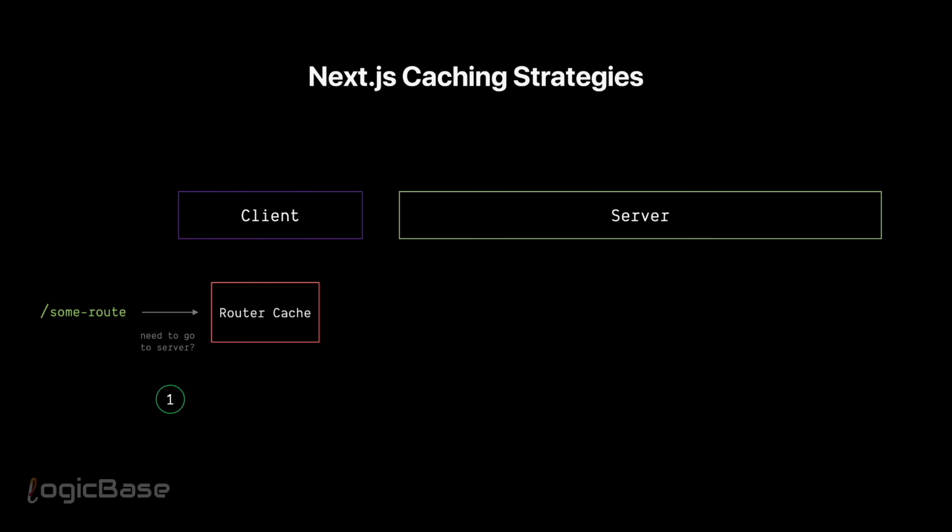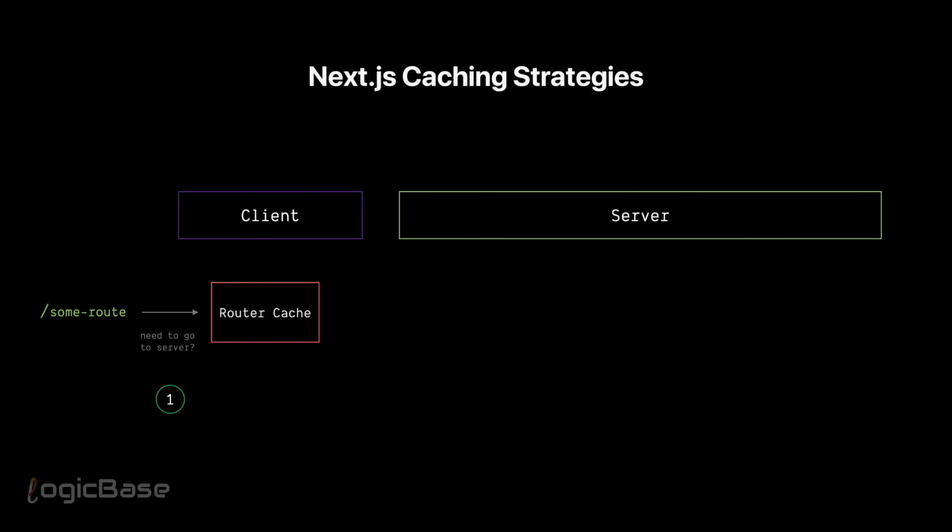Let's say I have visited a page before. Next.js stores that page content in the router's in-memory cache on the browser. So, if I navigate to the same page again, I get the page directly from that memory cache without making a new server request at all.